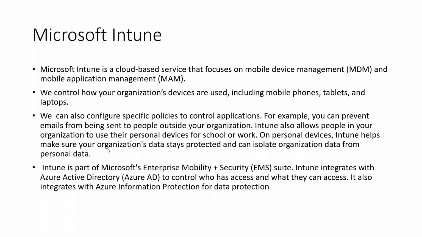Intune helps make sure your organization data stays protected, and it can isolate the organization data from your personal data. When you want to manage your personal mobile from your company, say you are working for a company and you want to access your company emails. You have an Outlook application, for example, which has your own email configured there and also your company email configured there. Basically what Intune does is it will separate the security levels or restrictions for your company mailbox and your personal mailbox.